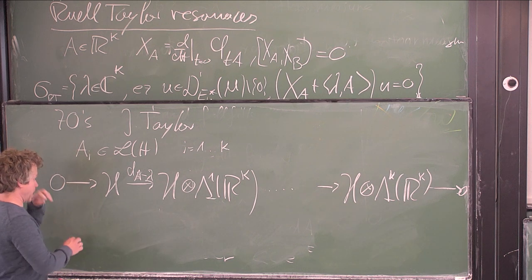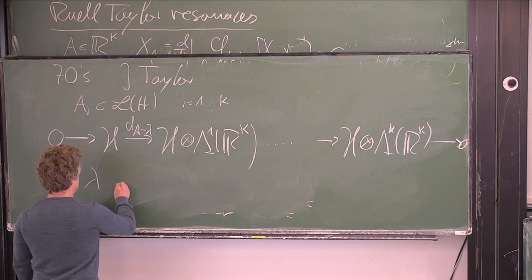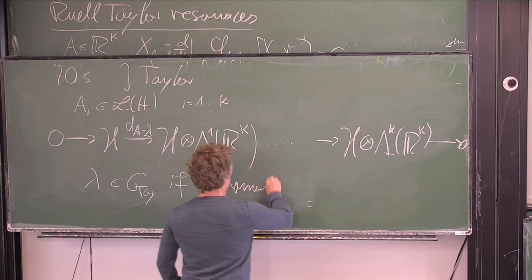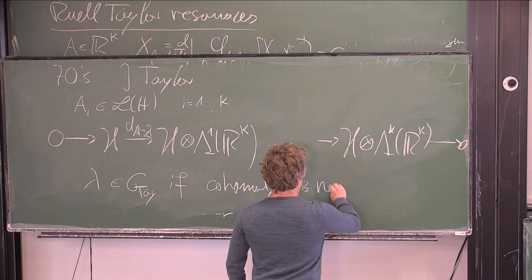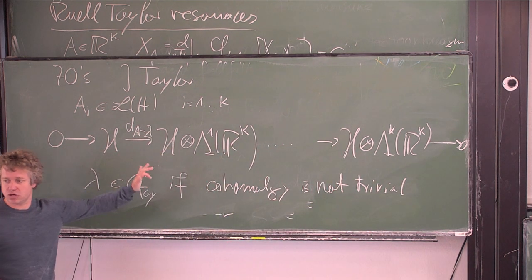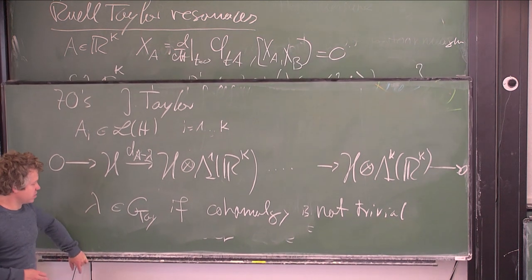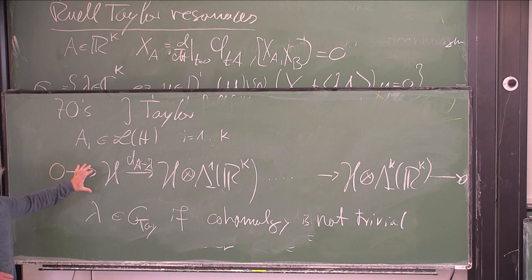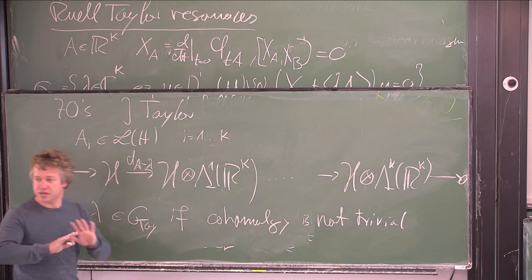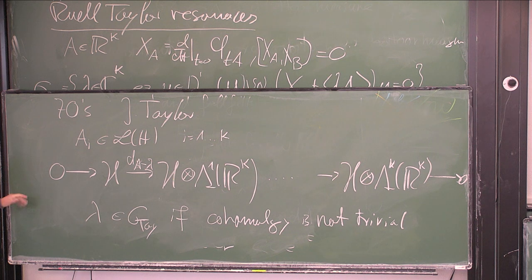His definition of spectrum for this operator is: lambda is in the Taylor spectrum if the cohomology is not trivial, which in some sense means that at one of these stages, one of these cohomology groups is not trivial. Important to note, in the case of one operator, this reduces to the well-known fact that we say something is in the spectrum of one operator if either the kernel is nonempty, this would be a non-trivial cohomology here, or if the image is not everything, this would be a non-trivial cohomology at the end. If there's just one operator, there's just the beginning and the end. And for commuting operators, this can be reflected in the Taylor spectrum.